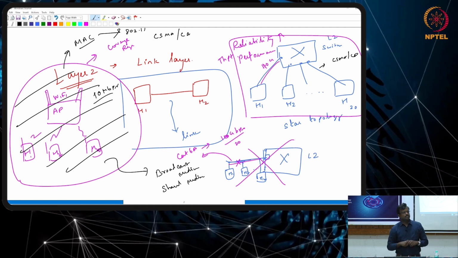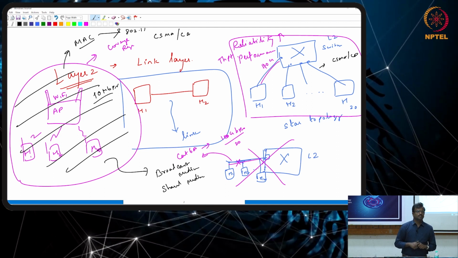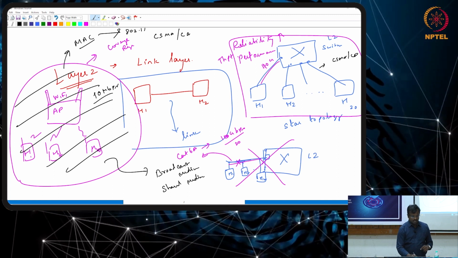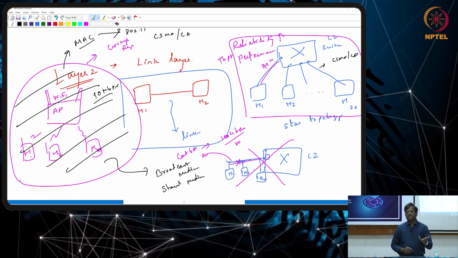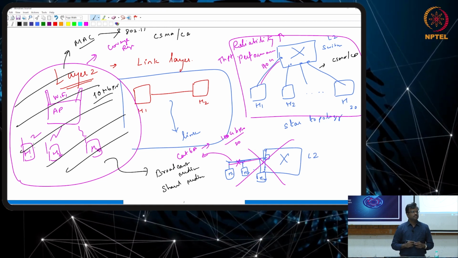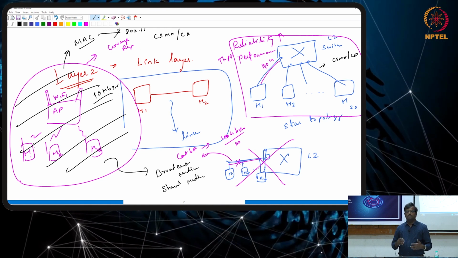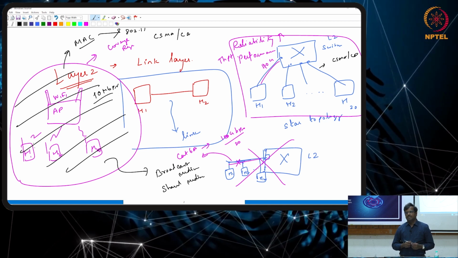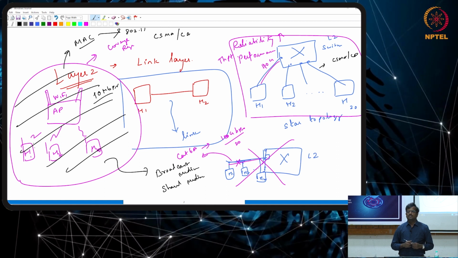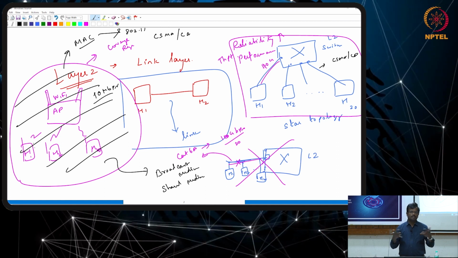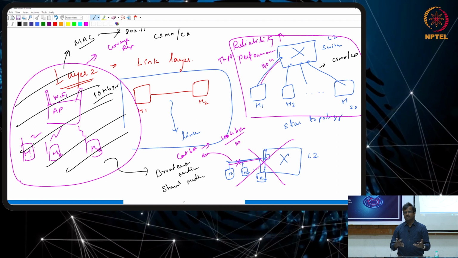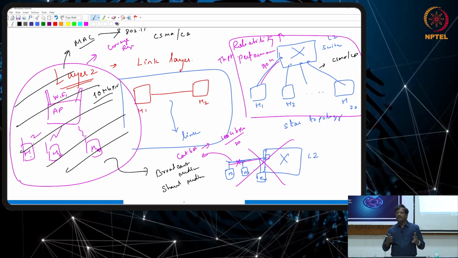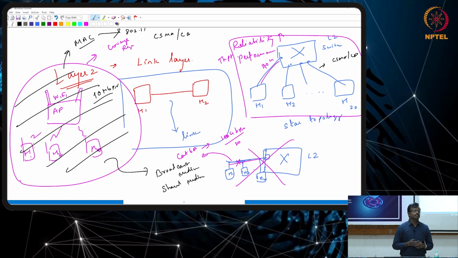Okay, let me step back and ask you another question. If there is only one computer in this access point's coverage range, right, you can ask questions anytime. When there are two computers, what is the probability of two computers simultaneously transmitting? Which will be relatively less. When there are 100 computers, the chance of two or more computers simultaneously transmitting will be very high. So the more the computers, the higher the probability of collision. The fewer the computers, the lower the probability of collision.